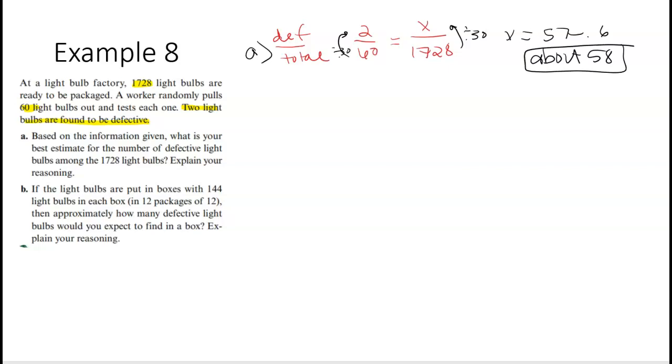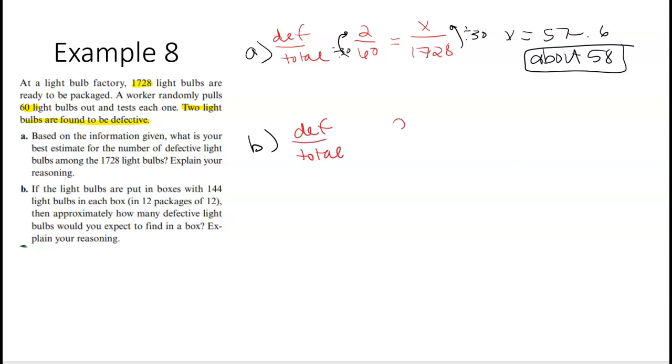If the light bulbs are put in boxes with 144 light bulbs in each, 12 packages of 12, how many defective light bulbs would you expect to find in a box? Well, let's think about it in the same way as a proportion. It's the defective to the total. That's what we're still asking.